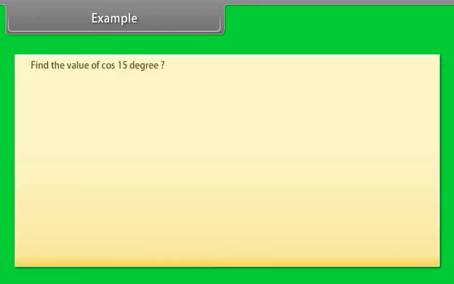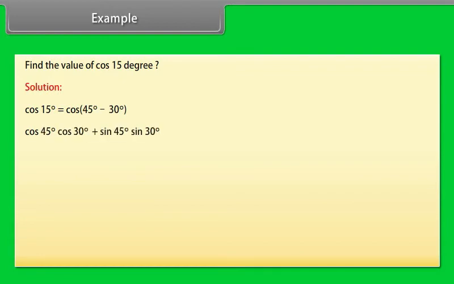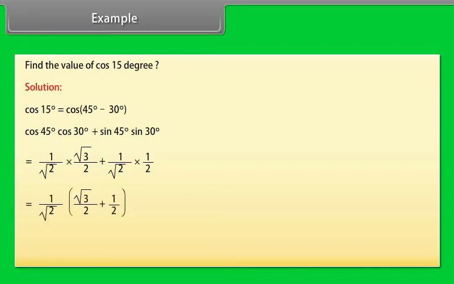Example. Find the value of cos of 15 degrees. Solution. Cos of 15 degrees is equal to cos of 45 degrees minus 30 degrees. That is equal to cos 45 degrees into cos 30 degrees plus sine 45 degrees into sine 30 degrees, which is equal to 1 by under root 2 into under root 3 by 2 plus 1 by under root 2 into 1 by 2, which is equal to 1 by 2 under root 2 into under root 3 plus 1.